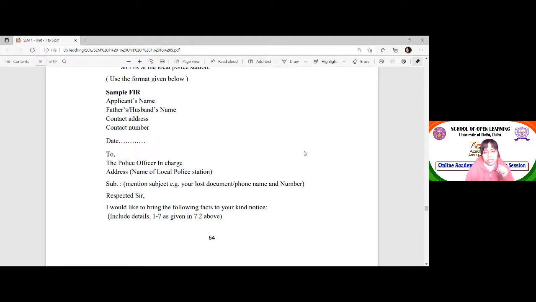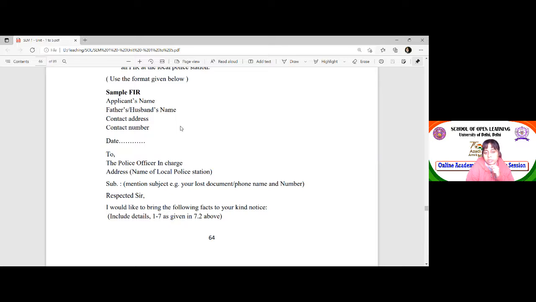So you can see here in your book there's the format of the first information report. First you have the applicant's name, which is your name. Then you have your father or husband's name, whoever you are in the care of. Also, if the police can't get to you or if you're not available, they have another person they can contact. Then you have your contact address and your contact number, and you write the date.